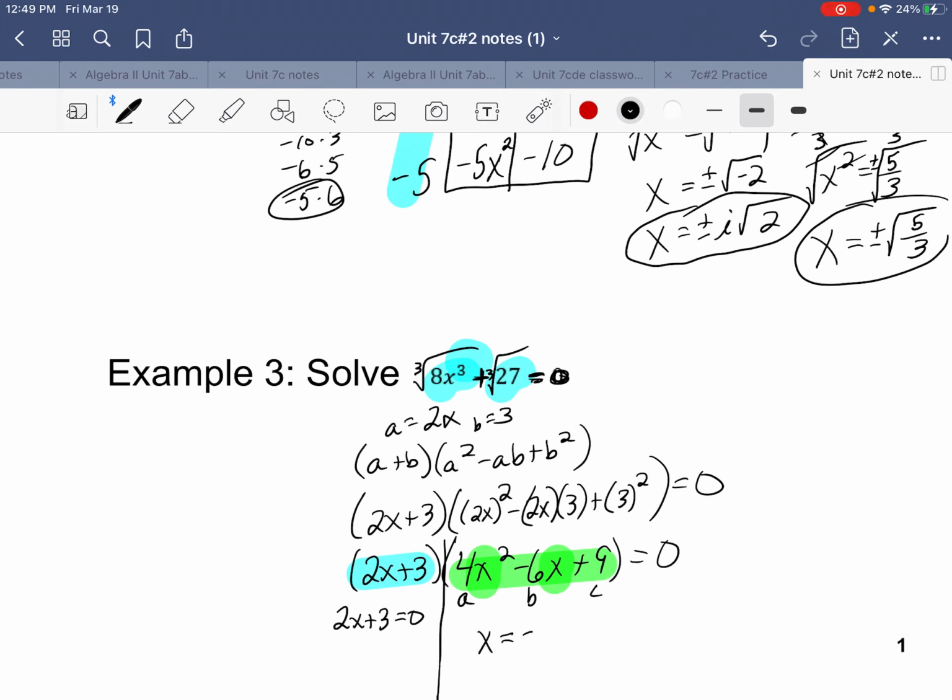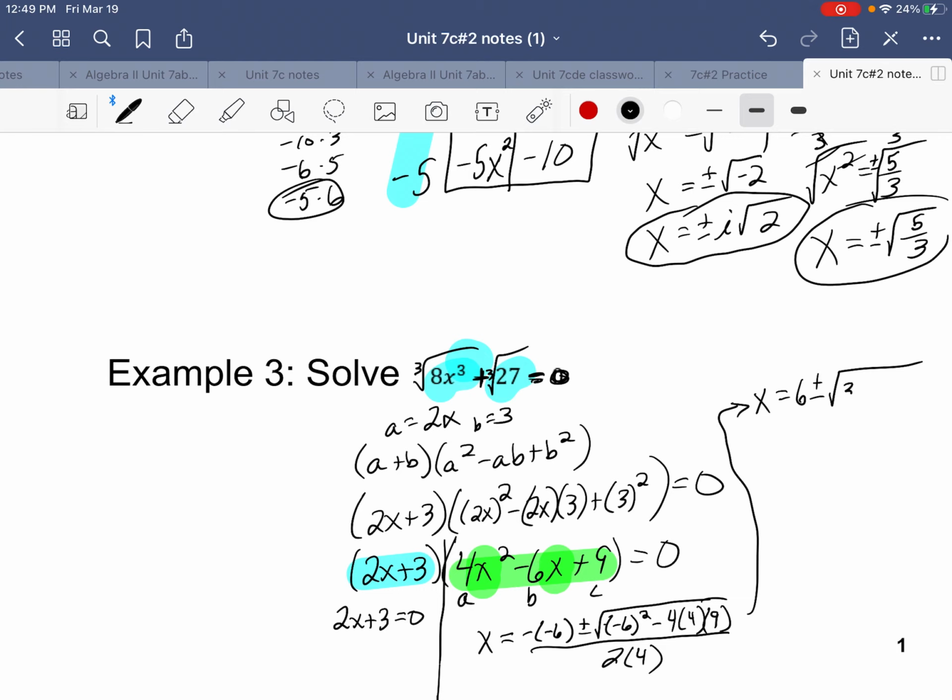So x equals the opposite of b plus or minus the square root of b squared minus 4 times a times c, all over 2 times a. I'll write this up top so I have enough room. Opposite of negative 6 is positive 6. Negative 6 squared is 36. 16 times 9, sorry, 16 times 9 is 144. Should have known that. And over 8. So 6 plus or minus the square root of 36 minus 144. 36 minus 144 is negative 108. Negative 108 over 8. And we have to simplify the square root of negative 108.